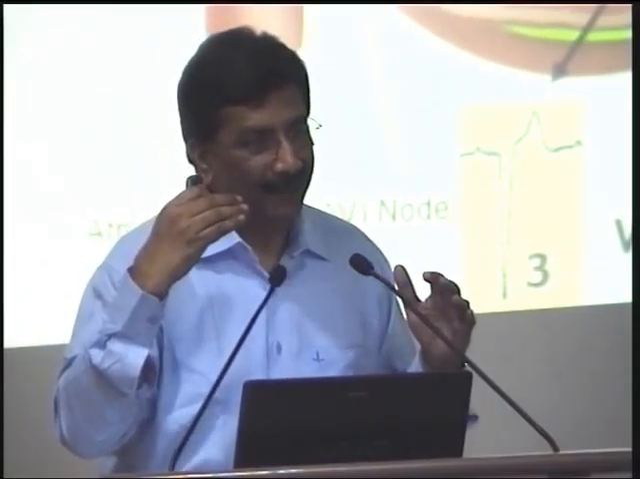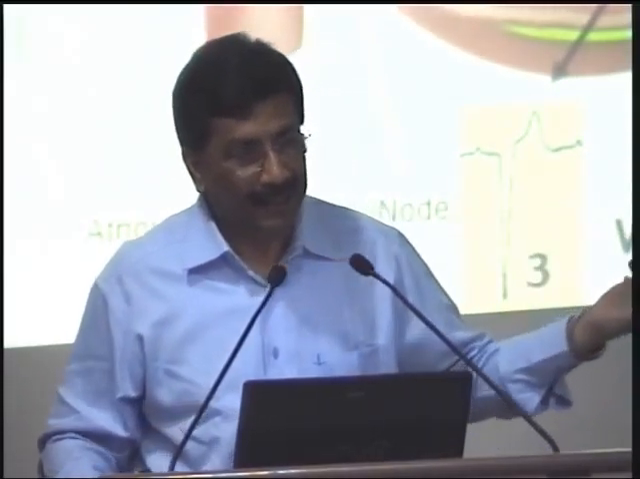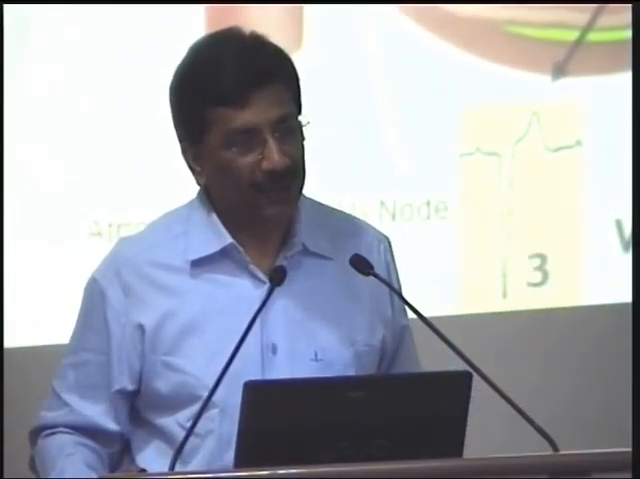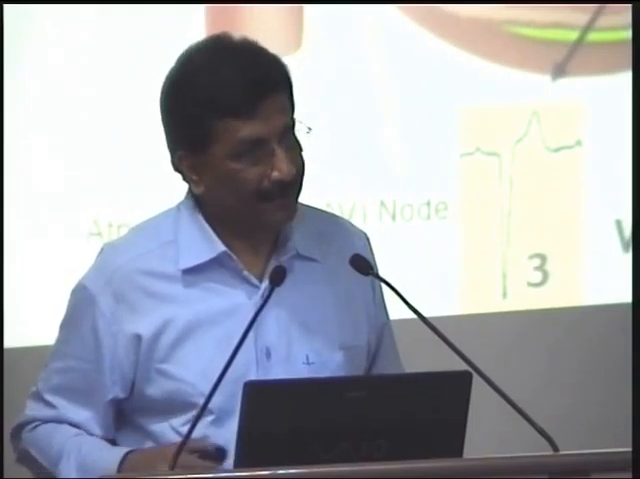Positivity over the right sided leads is right bundle branch block, over the left sided leads is left bundle branch block. Because depolarization of that particular ventricle is delayed, repolarization starts from the endocardium to the epicardium. So you have a secondary STT change, a downsloping asymmetrical T wave change, in the presence of bundle branch block. The absence of secondary STT change in the presence of bundle branch block is called homophasic STT change. I want you to suspect associated coronary heart disease. Is that clear? Right.